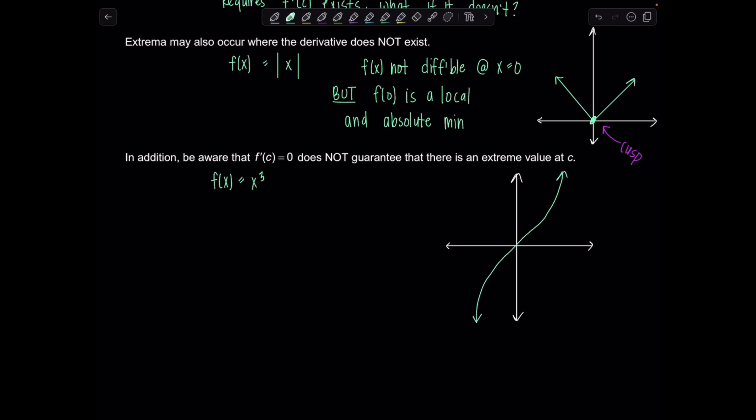Okay, here's x cubed. f prime of x is 3x squared. If I set it equal to 0 and solve, I get x equals 0. And it's true. f prime at 0 is 0. But do I have a local min or a local max there? The derivative is 0 there. No, it's not a local min or a local max. Uh-oh. So that's not good enough. f of 0 is not a local min or max.